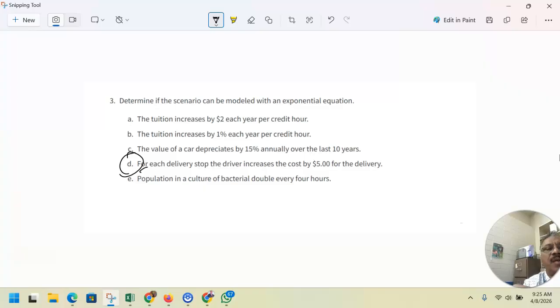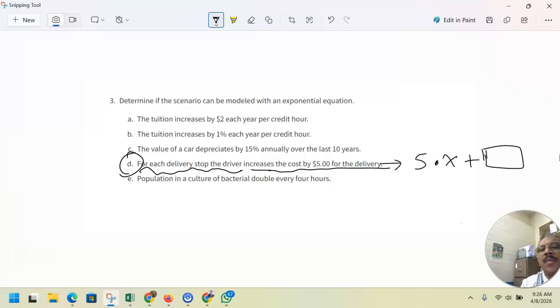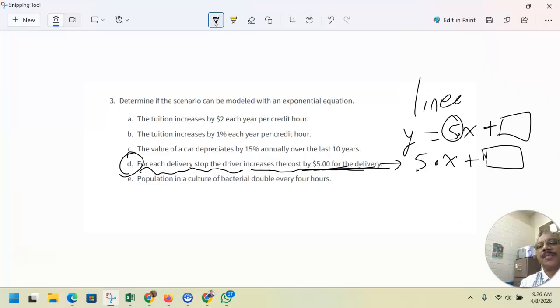Now, for each delivery stop, the driver increases the cost by $5. So every time, each delivery increases by 5. It means if X is the number of deliveries, you're paying $5 per delivery. This is like a down payment, whatever is down in the beginning. So this is like Y equals 5X plus your initial charges, and how many times you deliver will be like a slope. So this is a linear model.